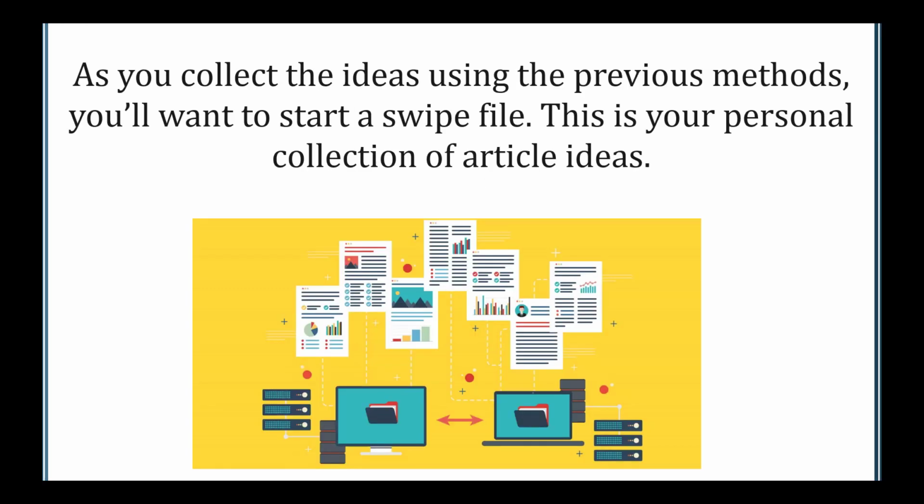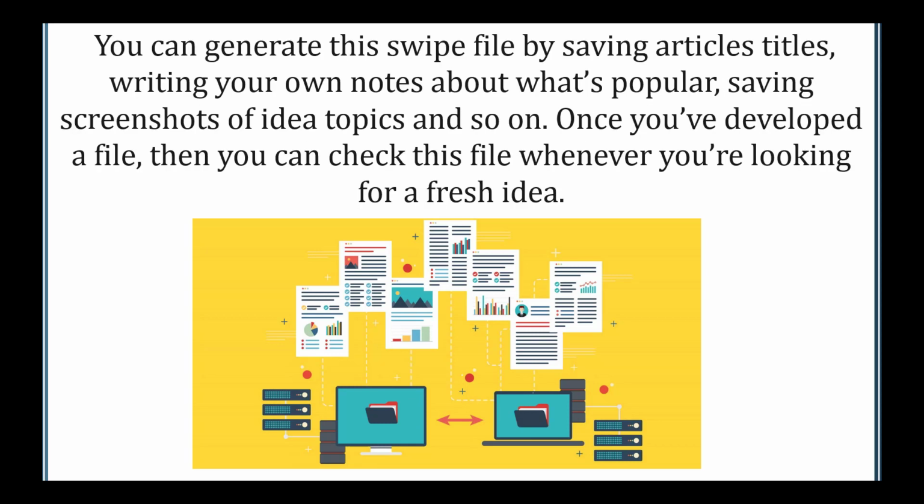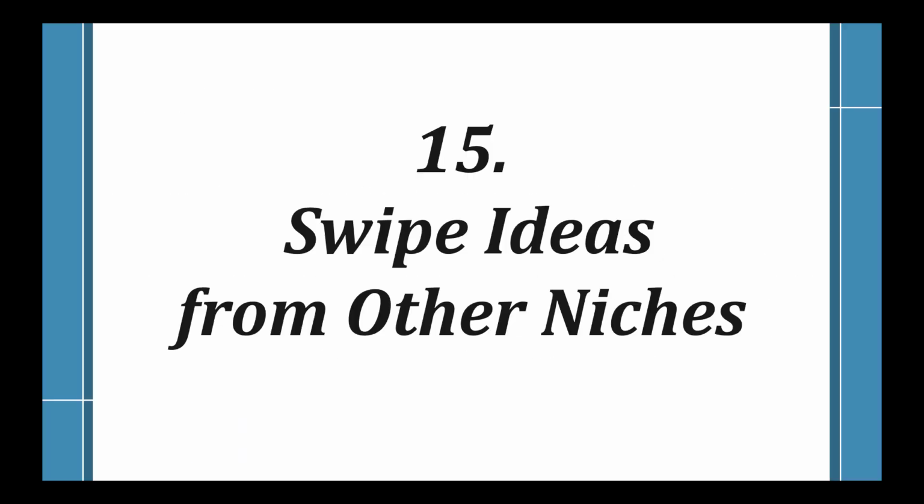Number 14, create a swipe file. Now, as you collect the ideas using the previous methods I've mentioned, you want to start a swipe file. Now, this is your personal collection of article ideas, and you can generate this swipe file by saving articles, titles, writing your own notes about what's popular, saving screenshots of idea topics, and so on. Now, once you've developed a file, then you can check this file whenever you are looking for a fresh idea.